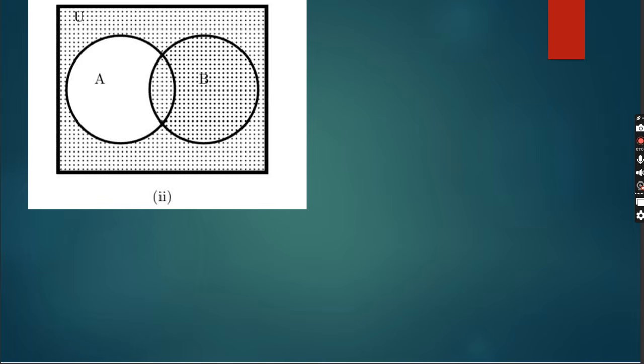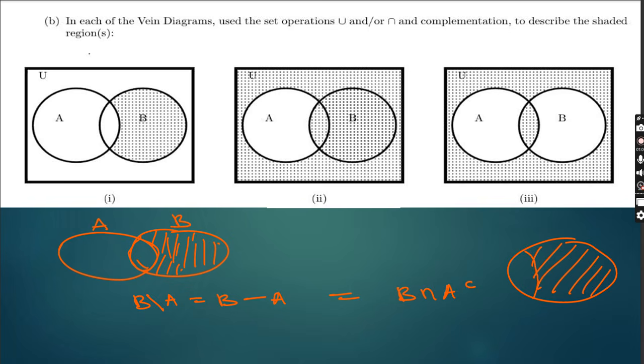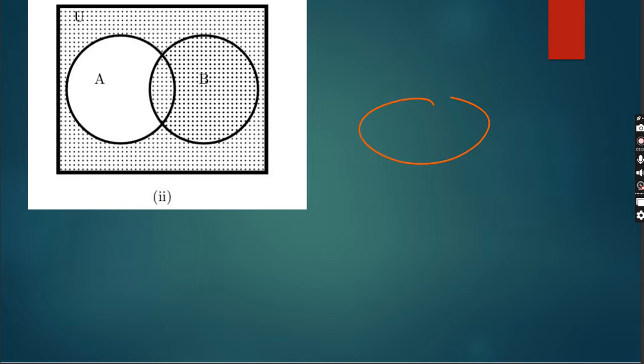Let's go and do this one too. How can you describe this part? This is also very interesting. I want you to see this, guys. The shaded region: the only part which has not been shaded is A. We have A as the one which is not shaded. So outside A, when A is not shaded, it means it is A complement.